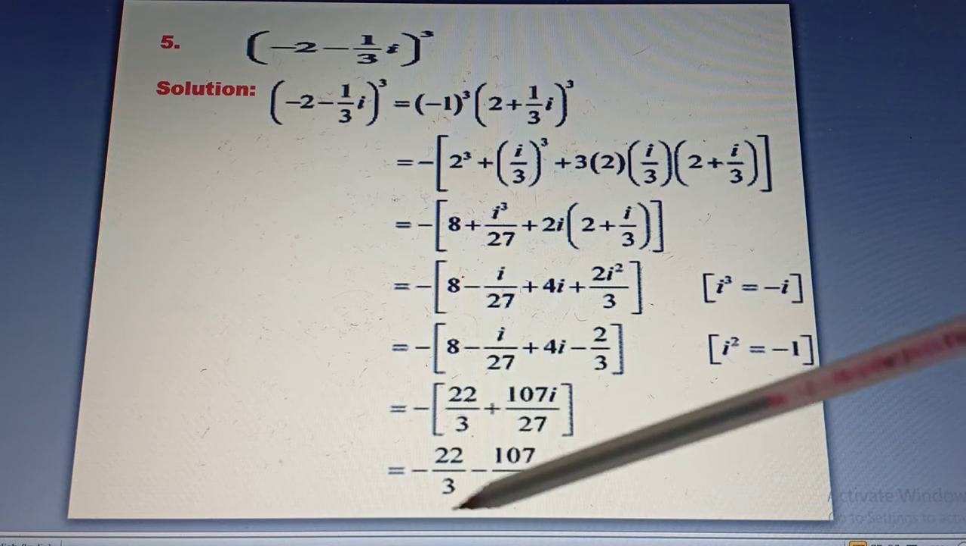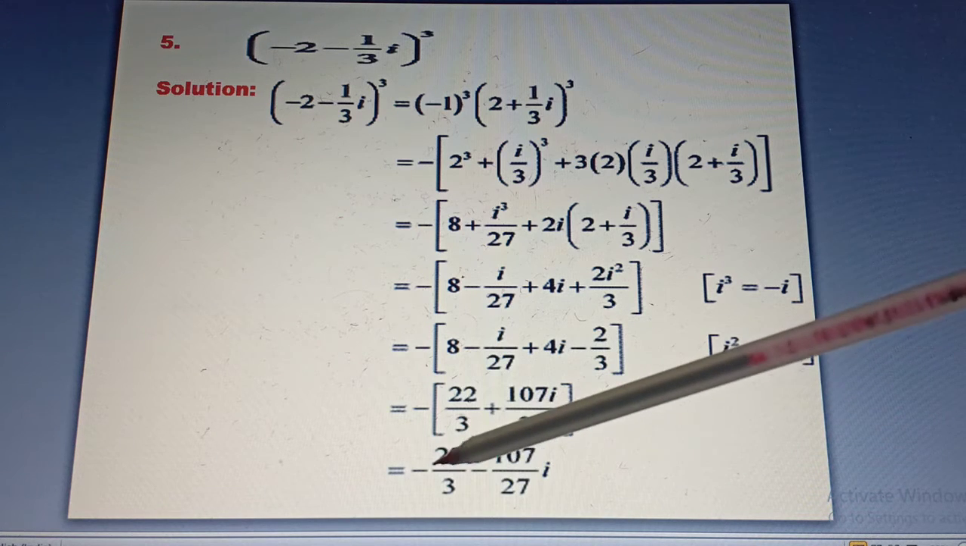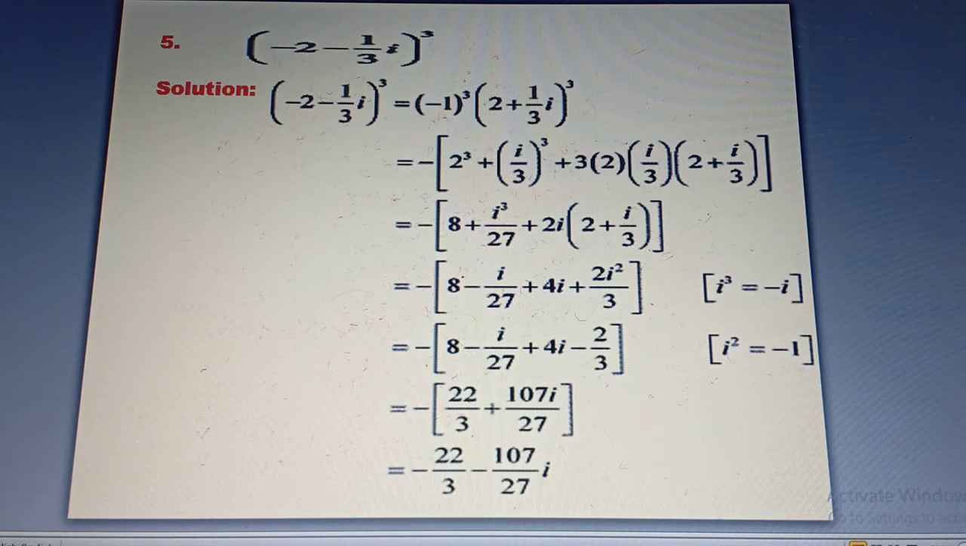So this is a complex number expressed in the form of a plus ib, where a is minus 22 by 3 and b is minus 107 by 27.